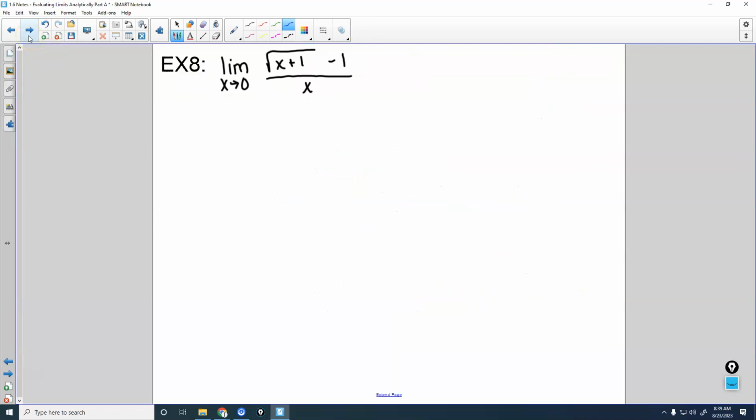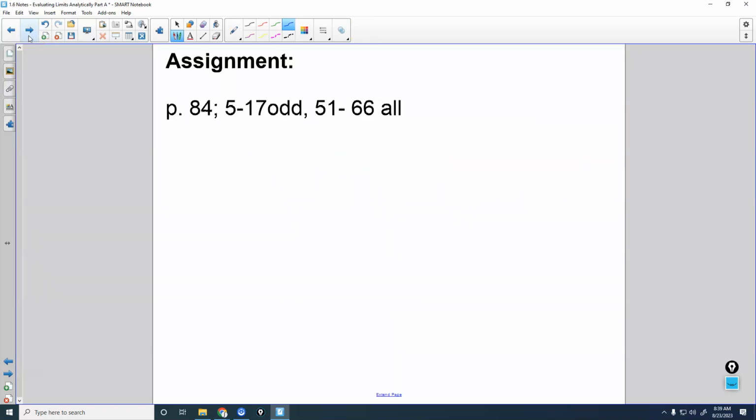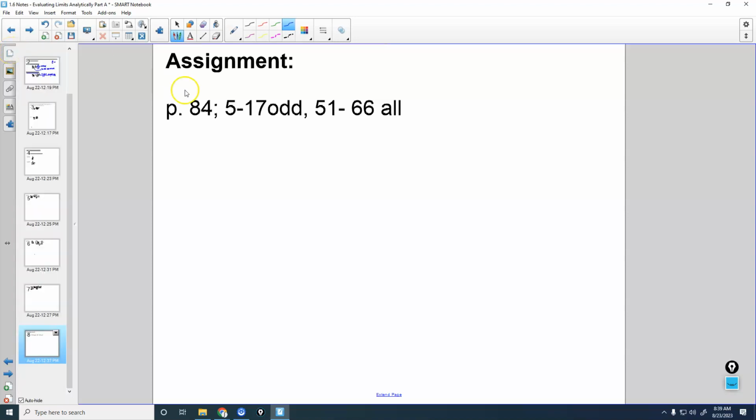Let me flip all the way to the end though. So I don't know if I printed this on there or not. It might be on the last slide. It might not. I can't remember how many slides there were. It's probably on the last slide.